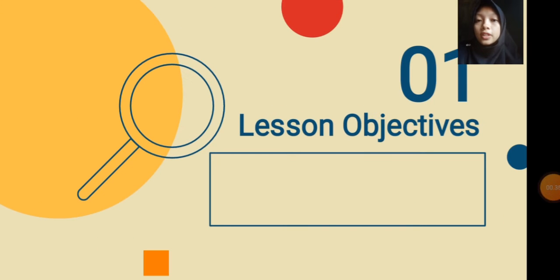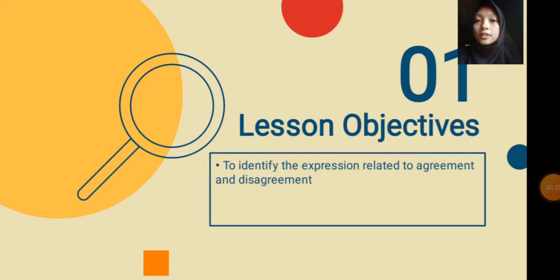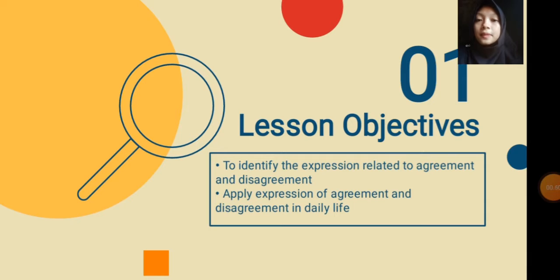Okay, for the first one is lesson objective. We have two lesson objective in here. Number 1 is to identify the expression related to agreement and disagreement expression. Number 2 is apply expression of agreement and disagreement in daily life.